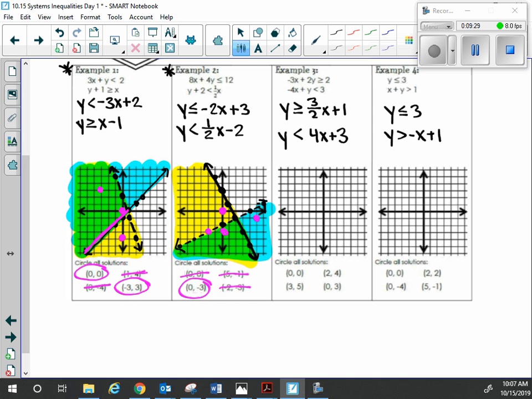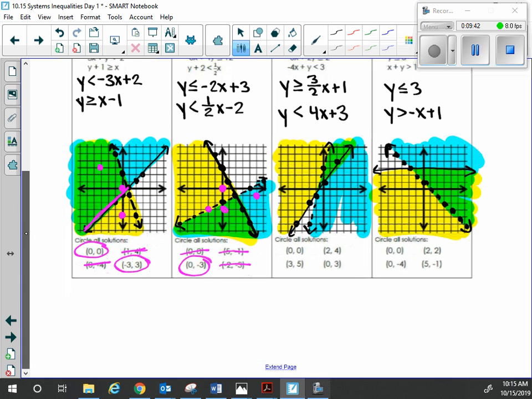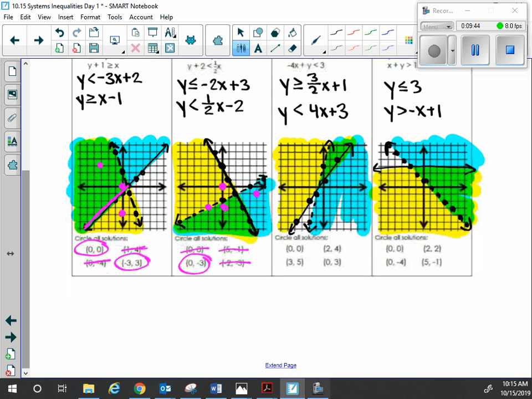Okay, so we have example 3 and 4. They're already solved for y, so go ahead and try those 2 on your own. Okay, check your graphs. How'd you do? Good. Was 0, 0 a solution to 3?